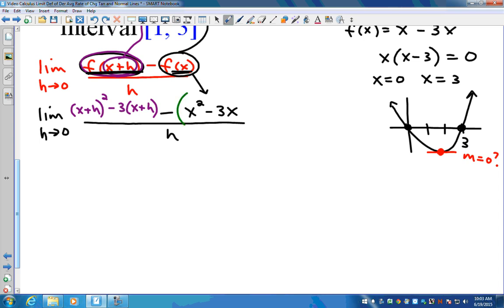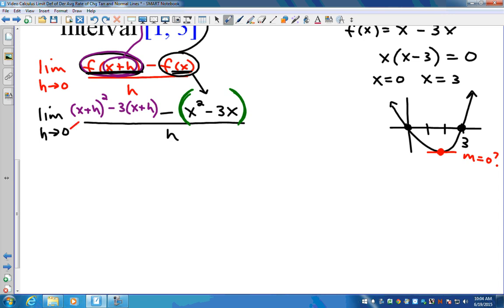I need parentheses around f of x. Why? Well, because I'm subtracting all of f of x. So if I don't have parentheses around that, I would just be subtracting x squared. I can't do that. I need to subtract all of f of x, okay? So these parentheses are absolutely vital. You have to have them so that you're subtracting all of f of x. All right, so let's keep going.